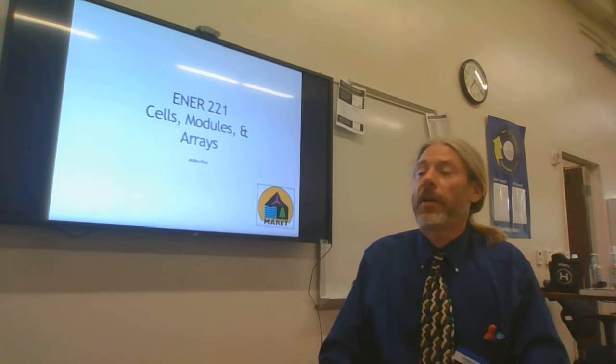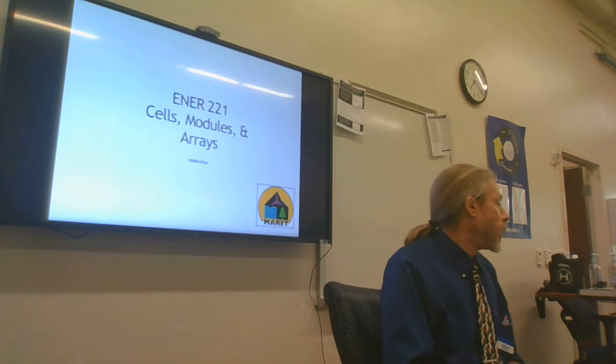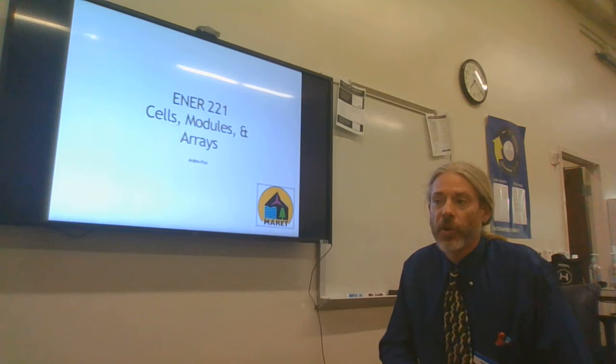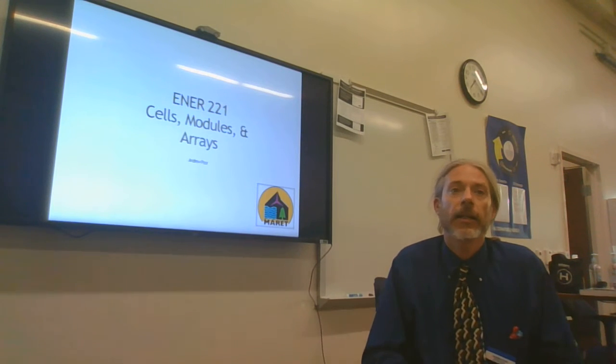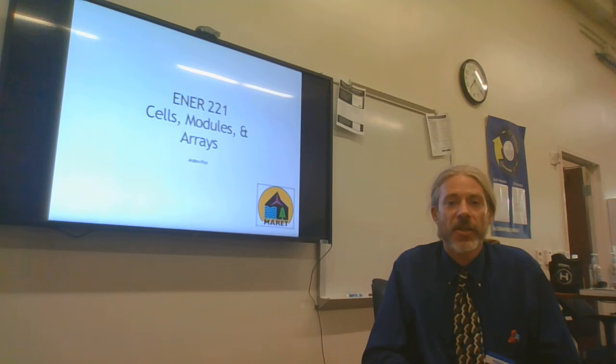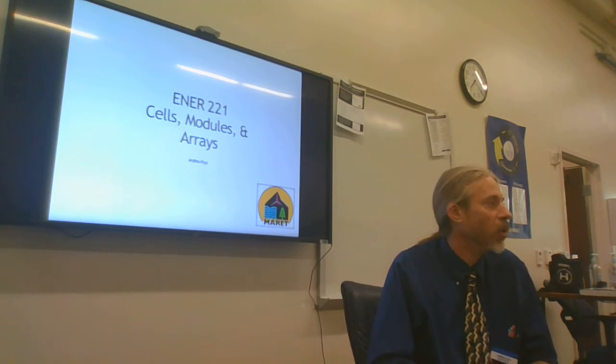All right, so today we're going to be covering cells, modules, and arrays. A cell is the smallest individual unit that a PV system could have. One solar cell is going to output about 0.5 volts.